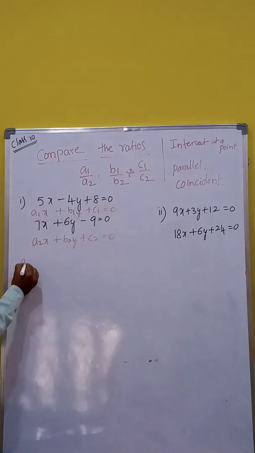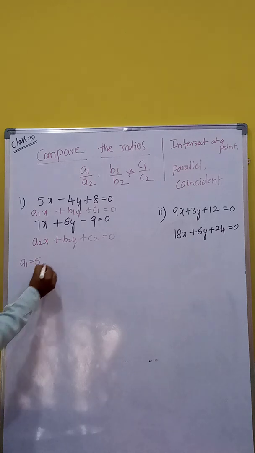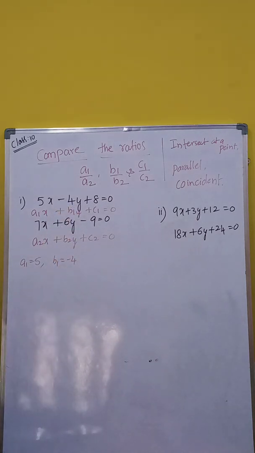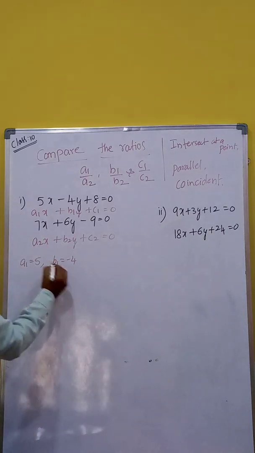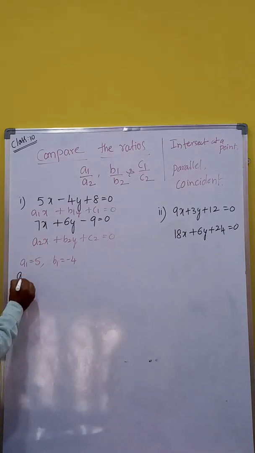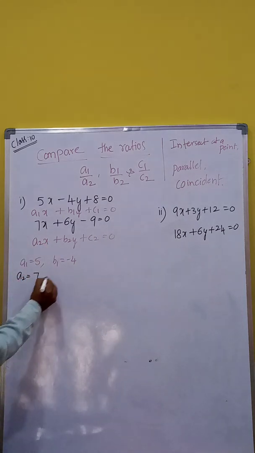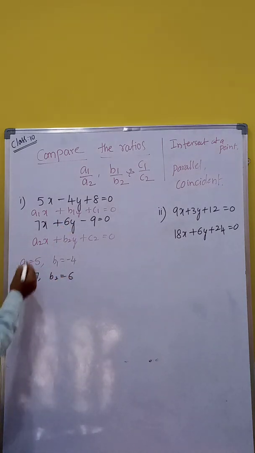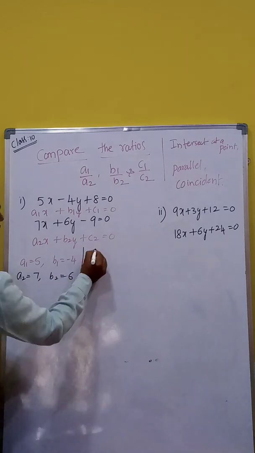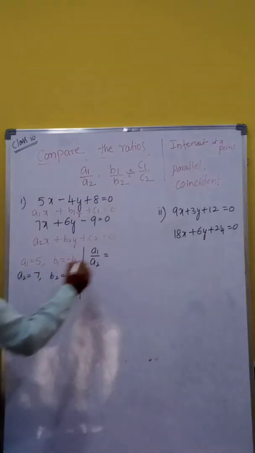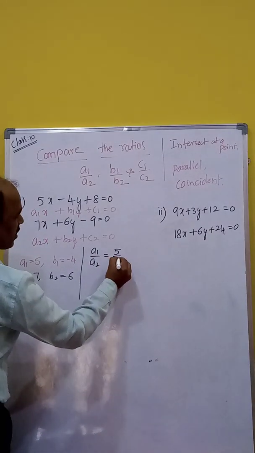Comparing the first one, what is a1? a1 is equal to 5. Next, b1 is equal to minus 4. Now a2 is equal to 7 and b2 is equal to 6. Now compare these two. a1 by a2: a1 value is 5, so it is 5 by 7.